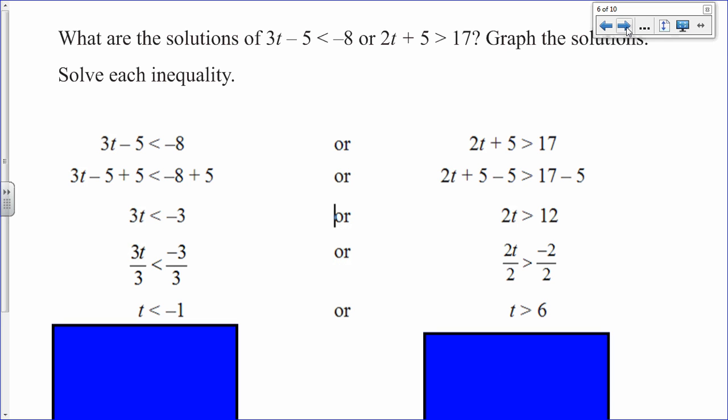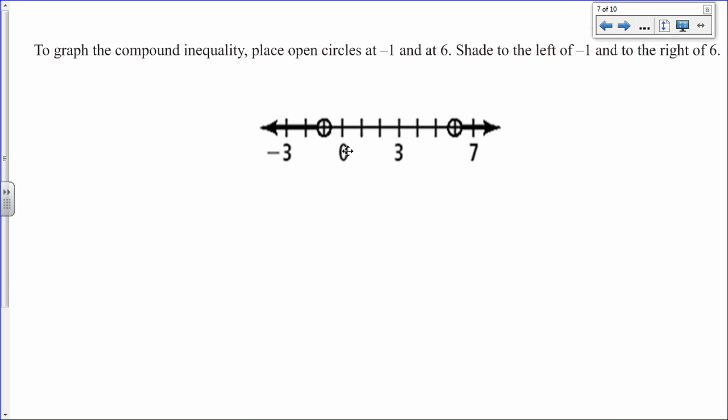Now we're going to graph these two inequalities. Open circles at -1 and at 6. We're going to shade to the left for our first inequality and shade to the right for the second. If you've noticed, when you have the word or, usually you're going to have two endpoints, and then we're going to shade on the outside parts in opposite directions. When we have the word and, normally you'll have the two endpoints, and then you're going to shade in between.